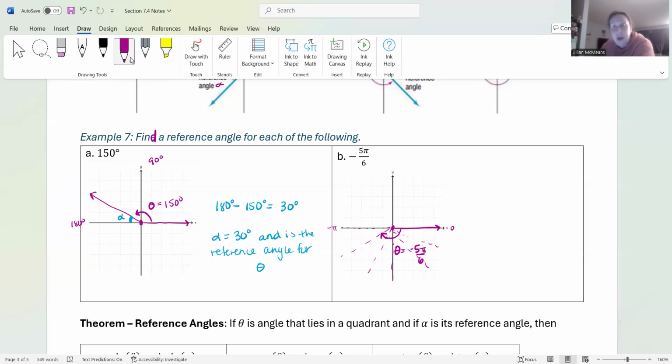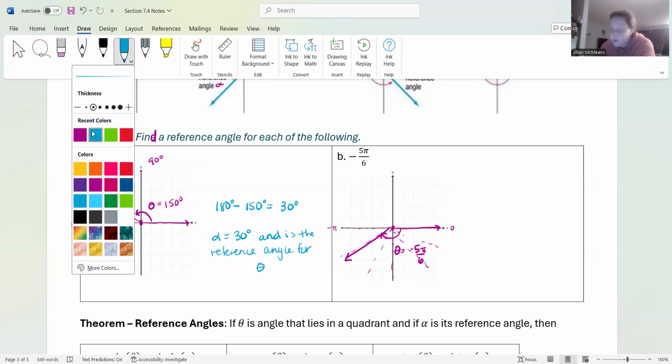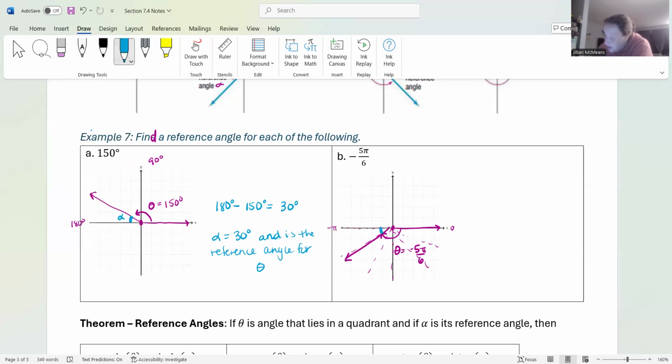Well, the question here is how much further would I need to go to get to the x-axis? So here's my angle. How much further would I need to go to make it to the x-axis? So we're interested in this right here. Now remember, reference angles are always acute and they're always positive, okay? So what would this positive angle be that would take me from negative 5 pi over 6 to basically negative pi? So we want to figure out what pi minus 5 pi over 6 would be.